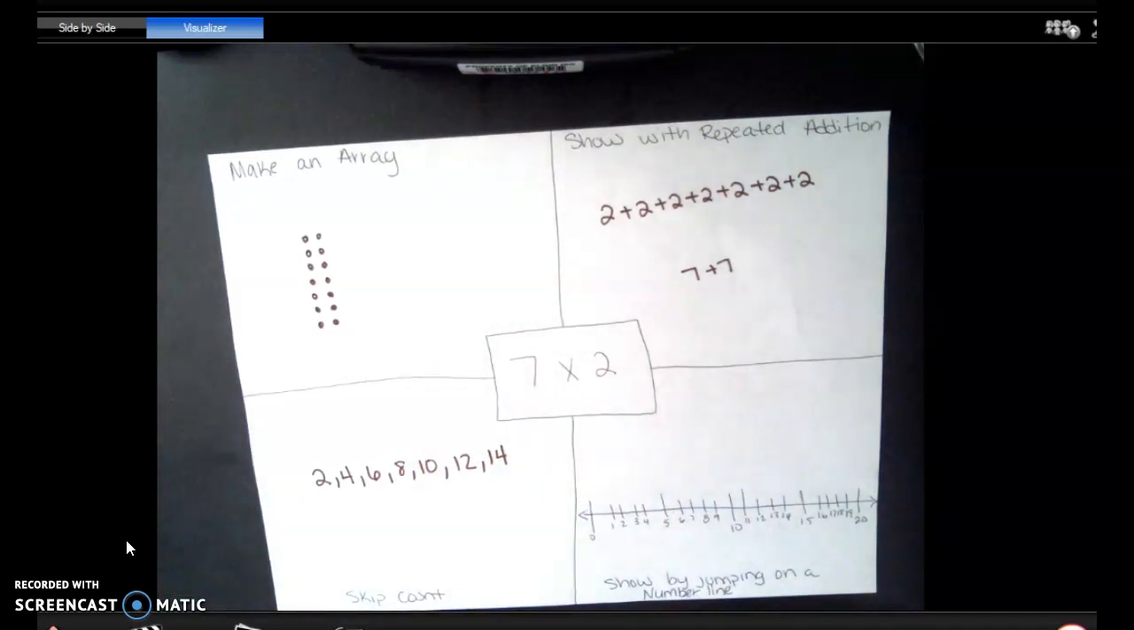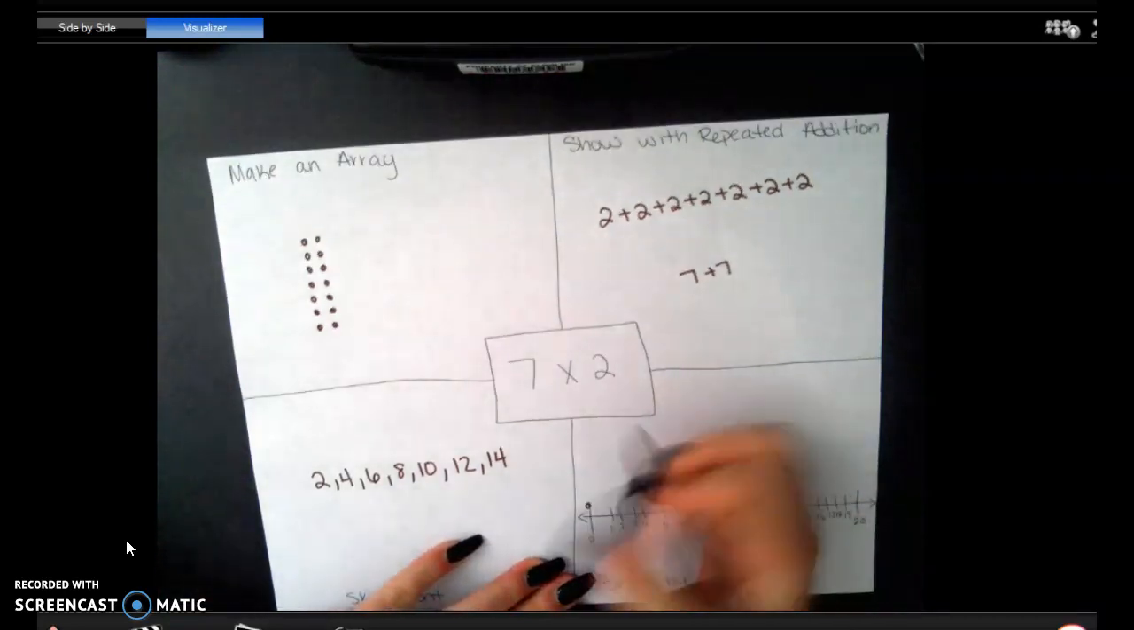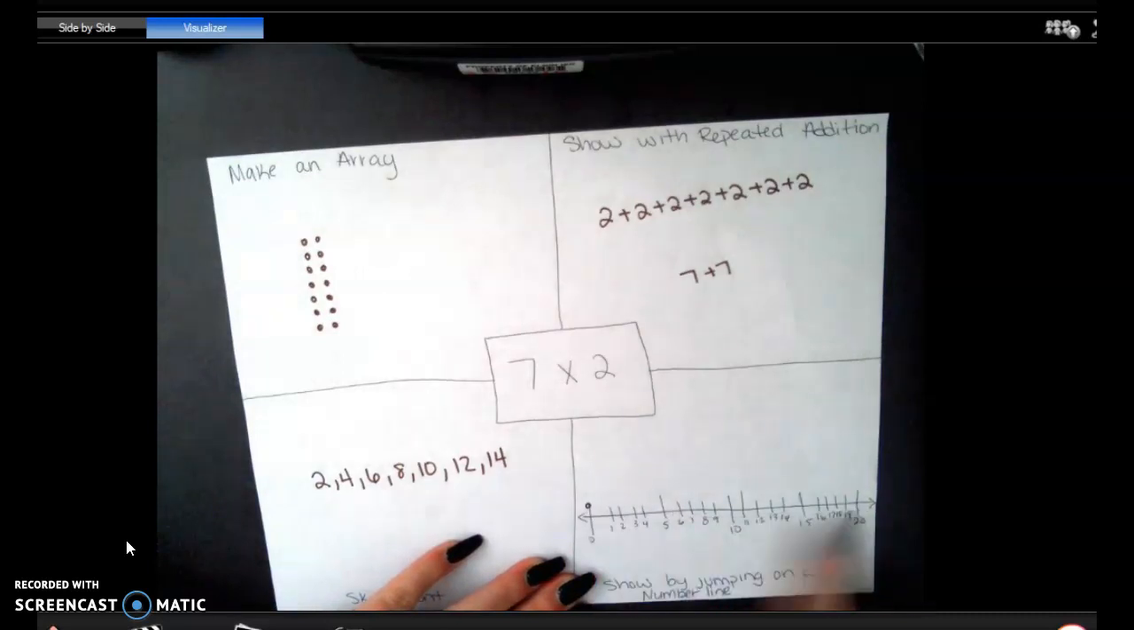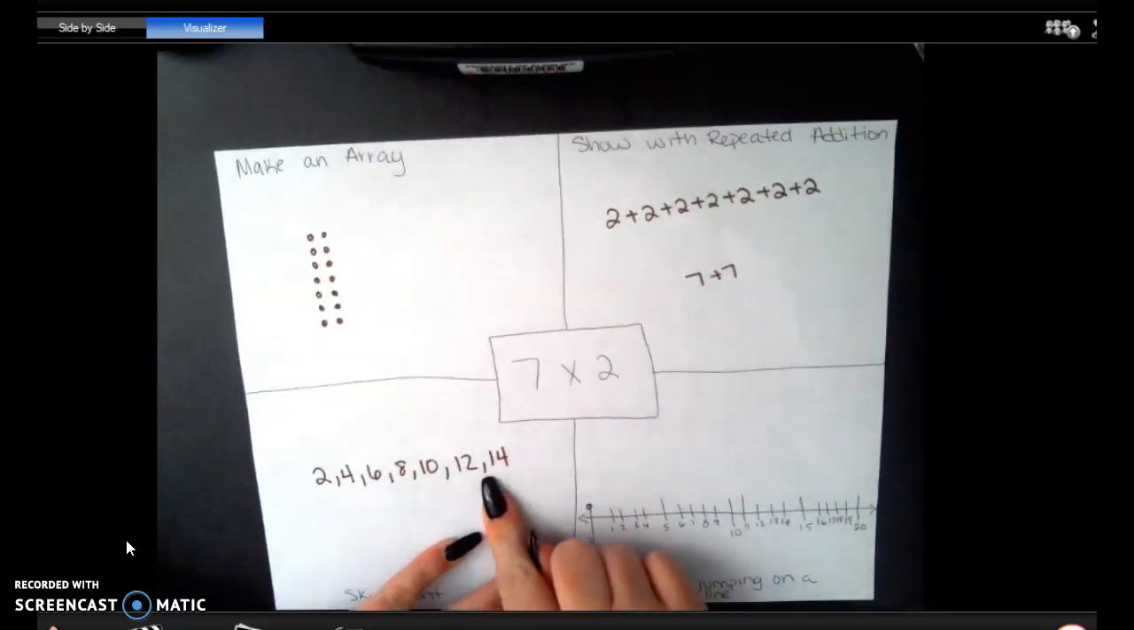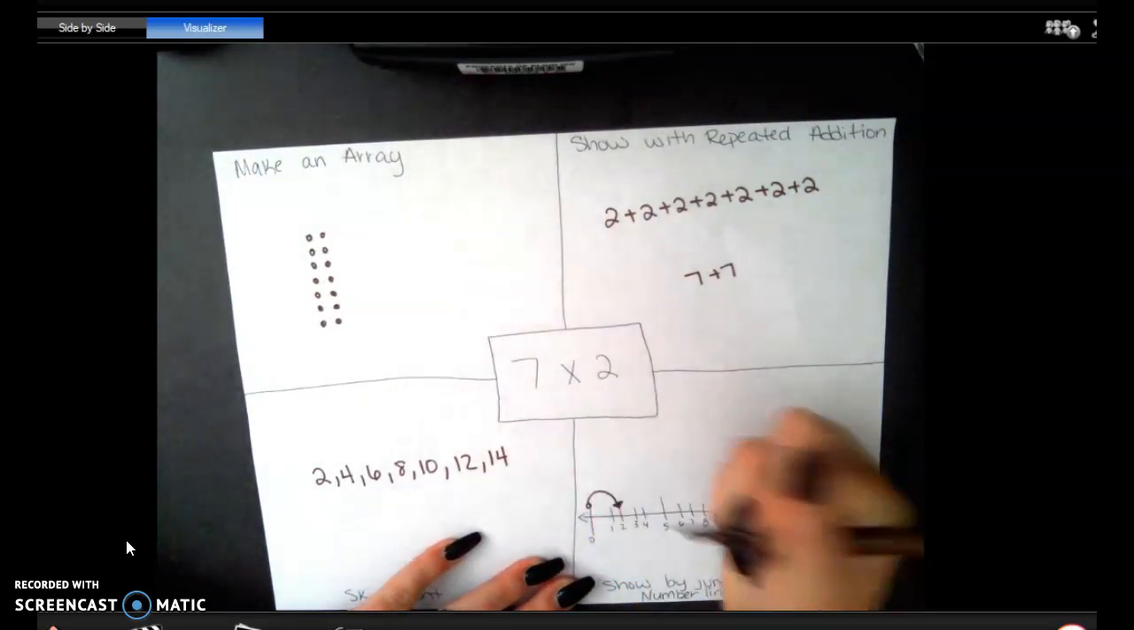Now, boys and girls, we are going to represent 7 times 2 using a number line. You always start at 0. And how do you know what number to go to? Well, let's see. If we're counting by 2's and our second number is 2, that means that we go to this number 2 on the number line. And then you count 2.